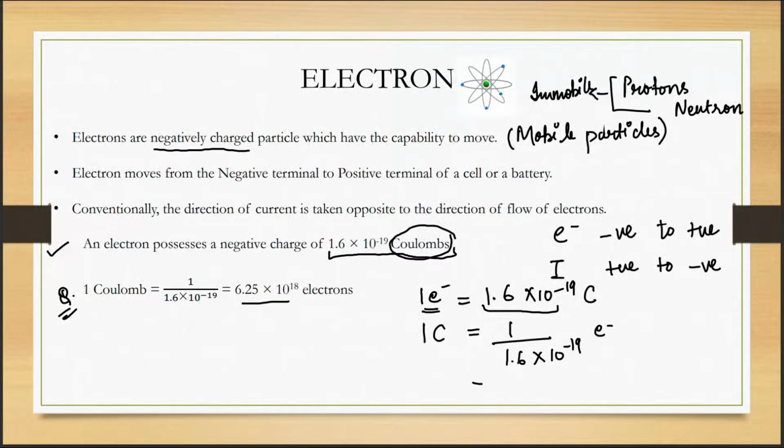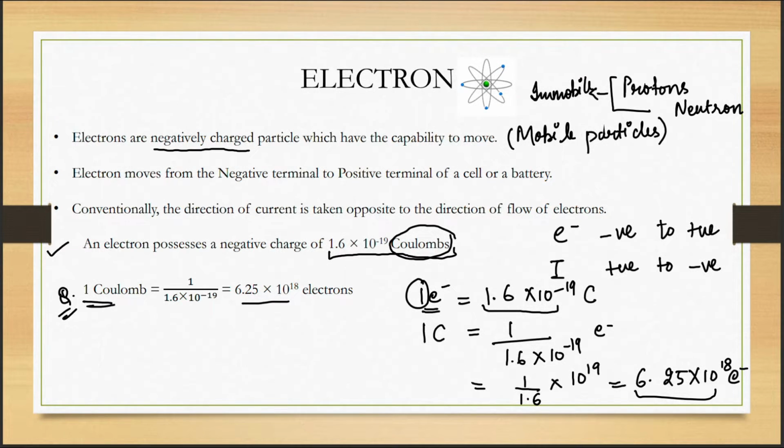So I'll simply do the simple maths. I will simply divide 1 by 1.6, and I can simply make it 10 raised to the power 19. So after calculating, I will get the value of 6.25 into 10 raised to the power 18 electrons. So that is how we calculate the number of electrons in a given charge. Because here we were asked about 1 coulomb, so the number of electrons we found was only for one coulomb, right?